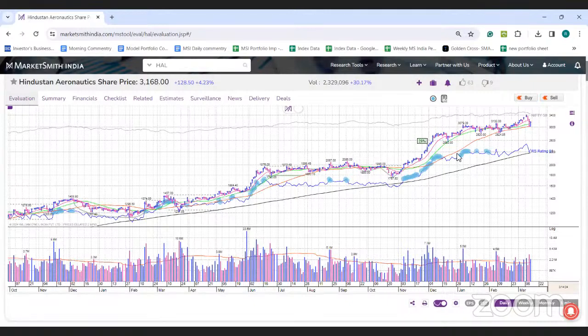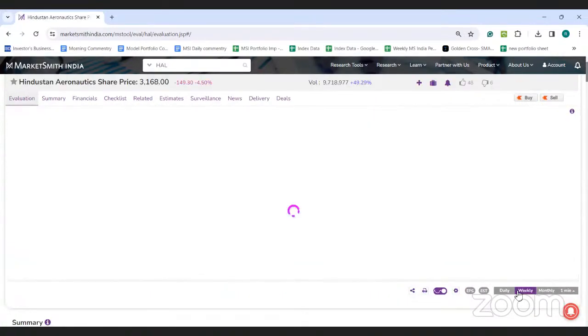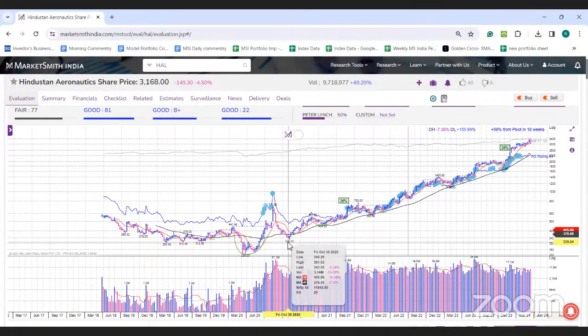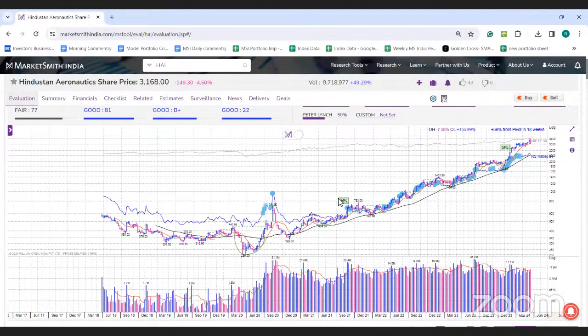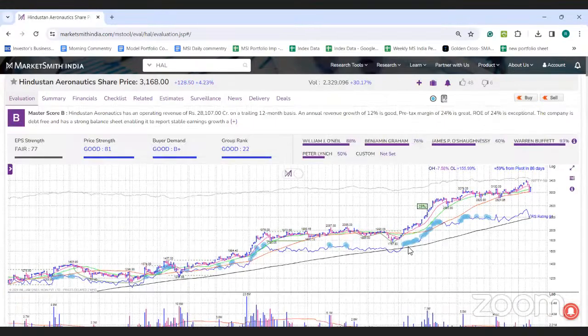Okay, so this one is an interesting one, Hindustan Aeronautics. One of the big winners of the last couple of years. If you can see on the weekly chart, not just the last couple of years, but since the 2020 low that it had made around 300 rupees, from there it is continuously in momentum. So these are the type of stocks that need to be chased whenever they break out.